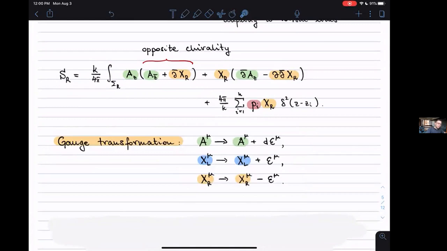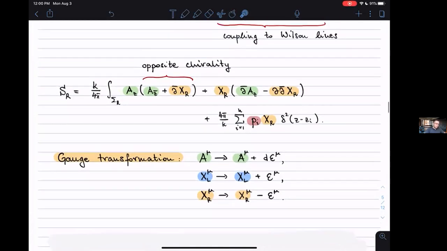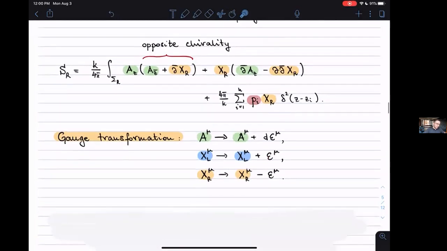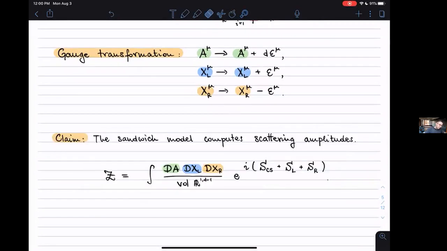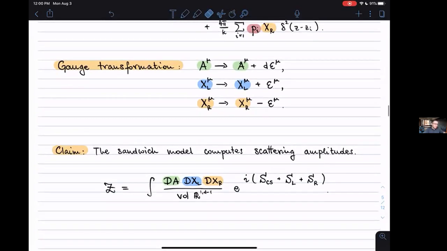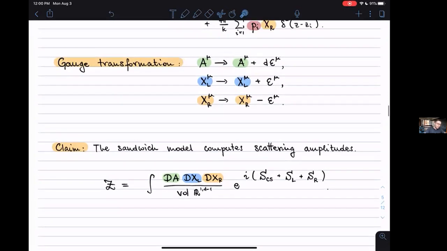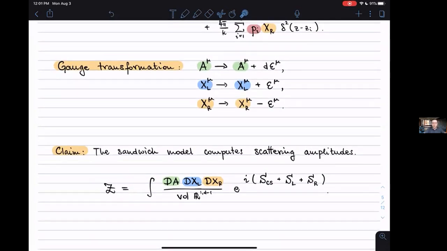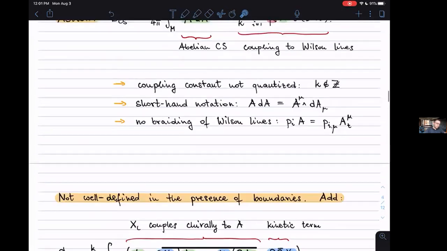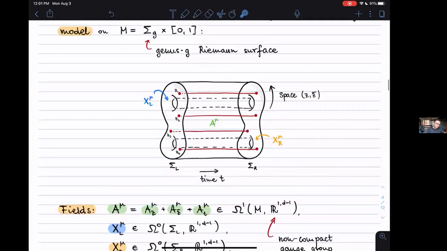And now with these actions, you can check that, for example, if you perform a gauge transformation and at the same time you transform the edge modes in this way, everything is well defined and everyone is happy. So now is the claim, and the claim is that the sandwich model, which is the model that I was describing, computes scattering amplitudes. And what I mean by this is that if we just compute the partition function of this free manifold that we're discussing here, okay?